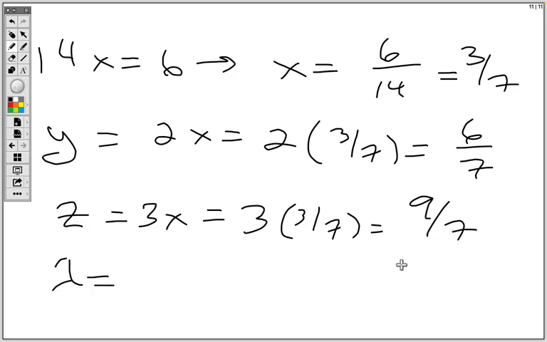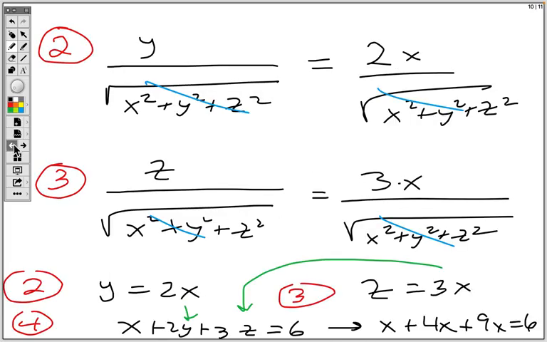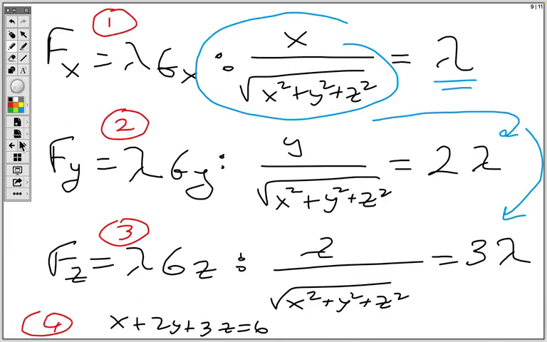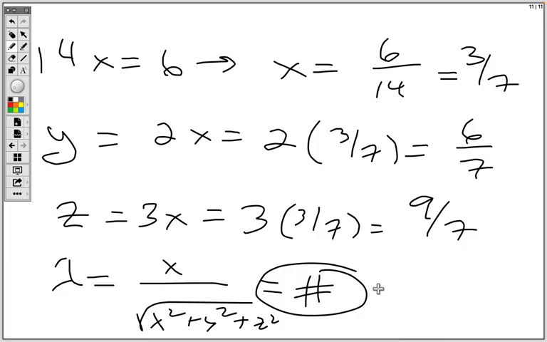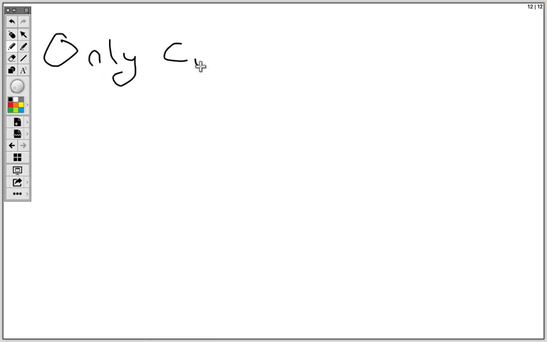And we just have to check that we get a lambda out of this. Lambda would be x over the square root of x squared plus y squared plus z squared. And we just argued that the only time this would be undefined is if x, y, and z are the origin, which it's clearly not. So this is going to give me a number. All right, and that's all I need. There will be a lambda that goes along with this point. So the only critical point is 3/7, 6/7, 9/7.